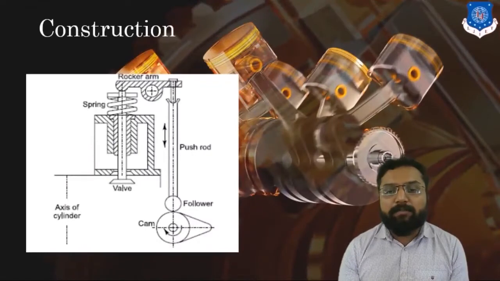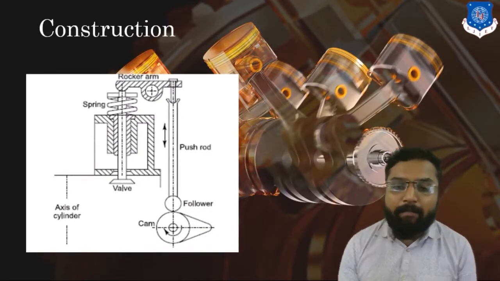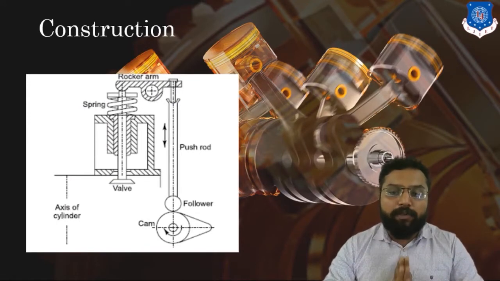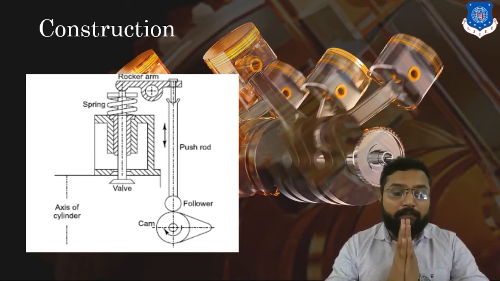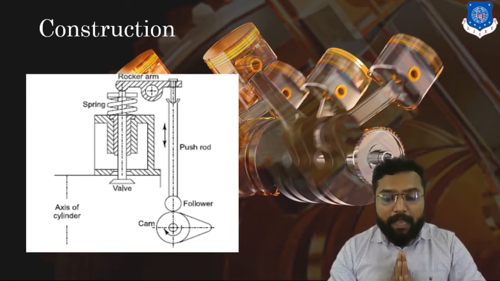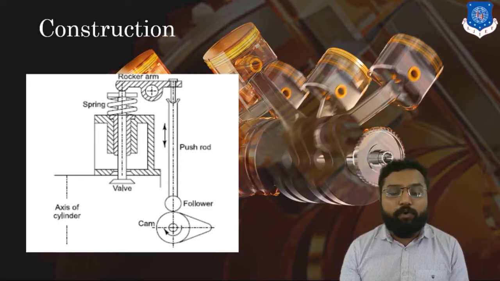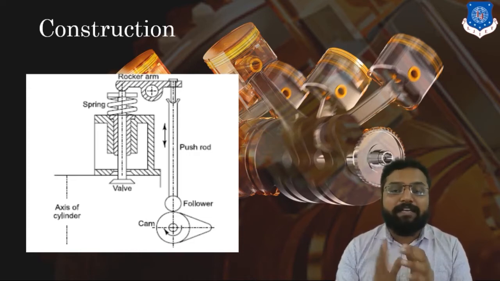First, let's discuss the construction of our valve gear mechanism. Here you can see the cam and follower. The design of the follower mainly depends on its velocity and timing from the velocity diagram of the cam and follower. The rocker arm is subjected to bending stress and shear stress, so depending on these stresses, we are going to design the rocker arm.